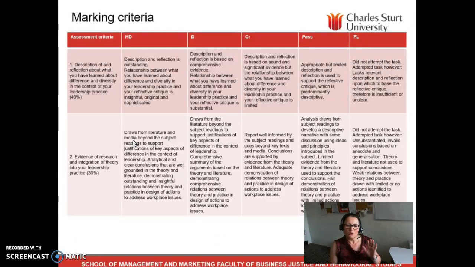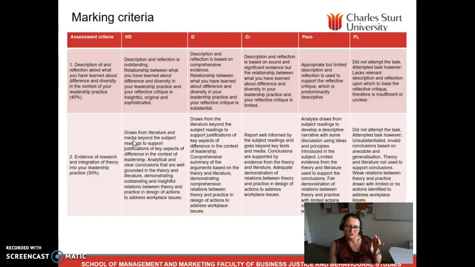Now, the marking criteria, always write to the marking criteria. Be really thoughtful about this. So, the description of and reflection of what you have learned about difference and diversity in the context of your leadership practice. So, to get a high distinction, you actually really need to be able to critically reflect at a deeper level, okay? And your reflective critique is insightful, original, and sophisticated. Then that steps down to not even attempting to do the task. If you want a credit or above, you really do need to be able to show that you have engaged in some form of reflective practice. Okay?